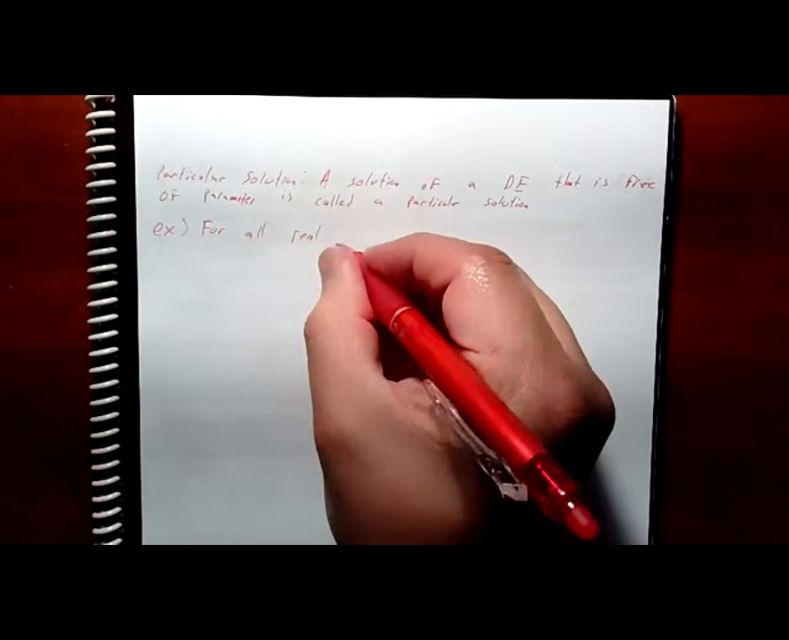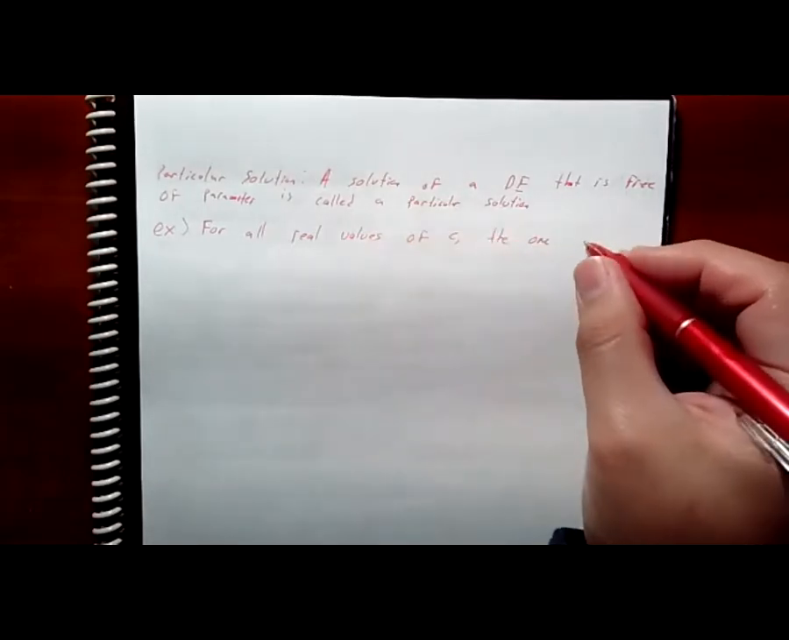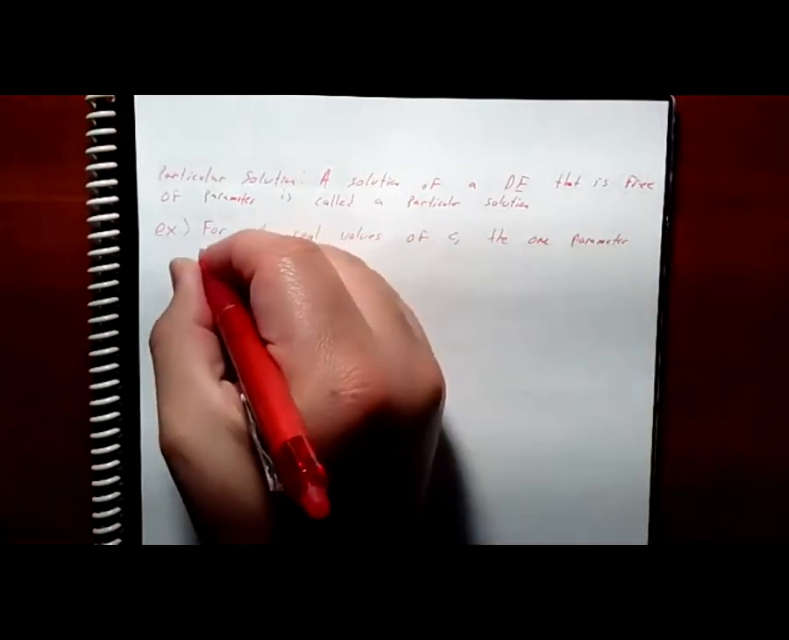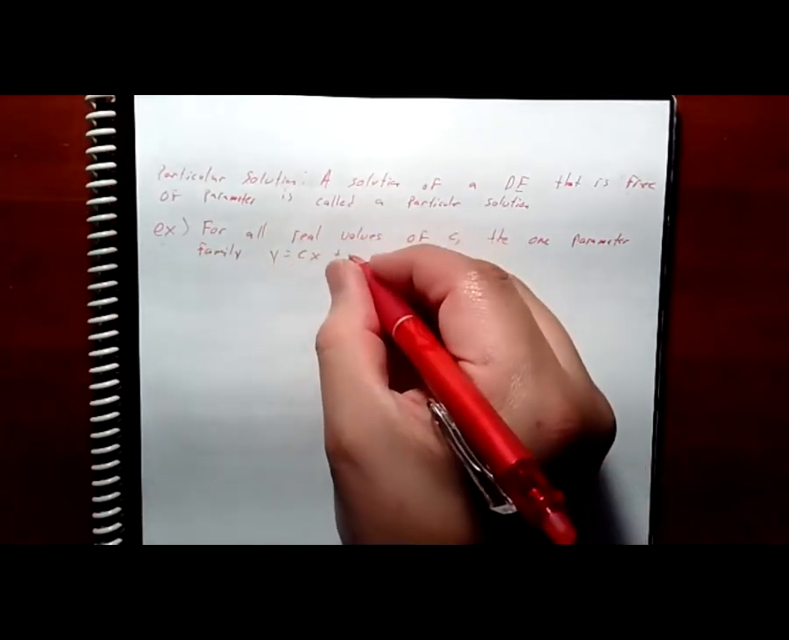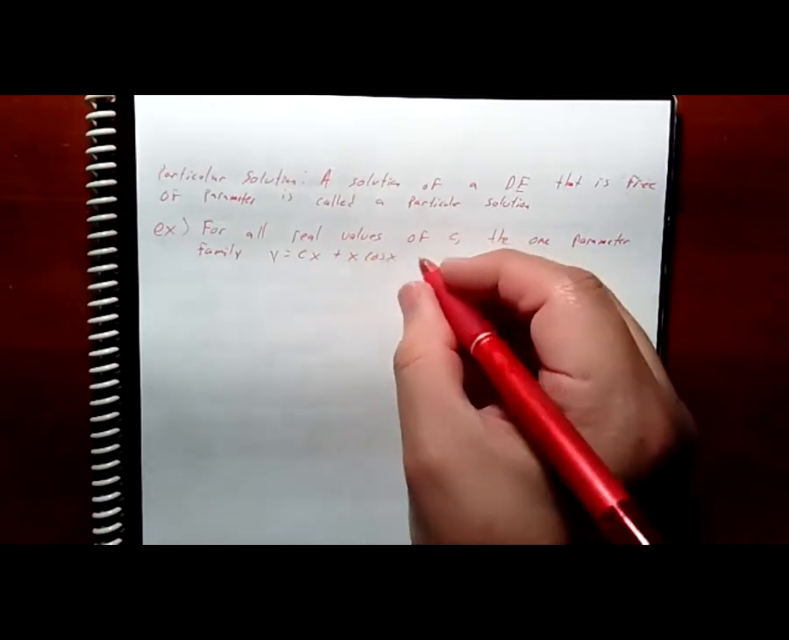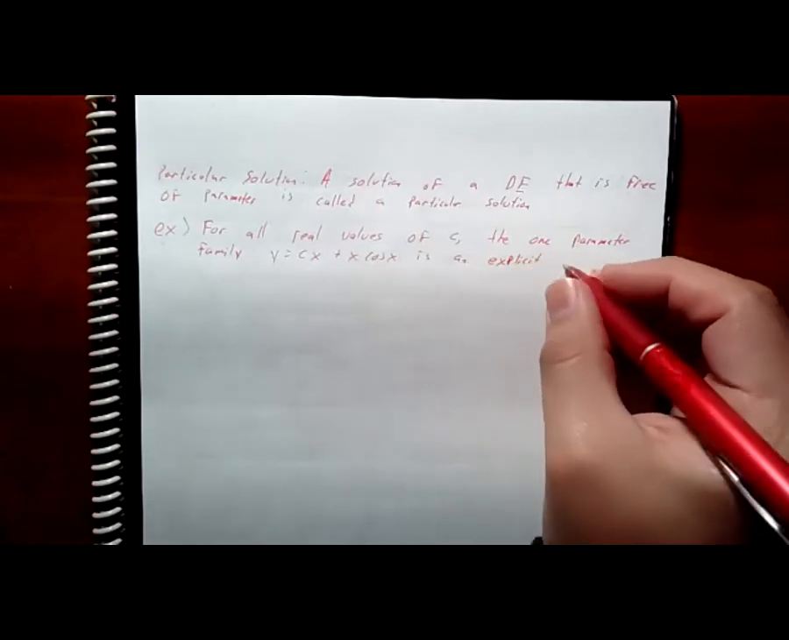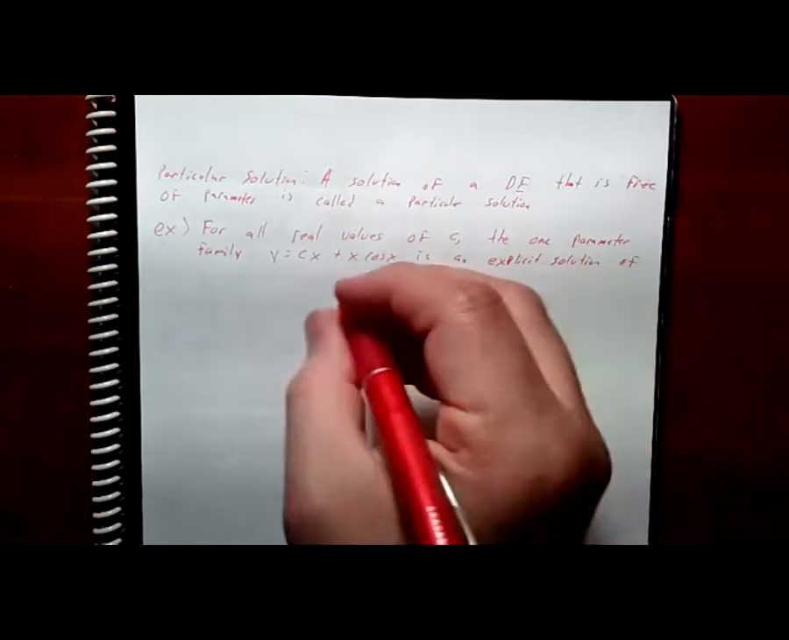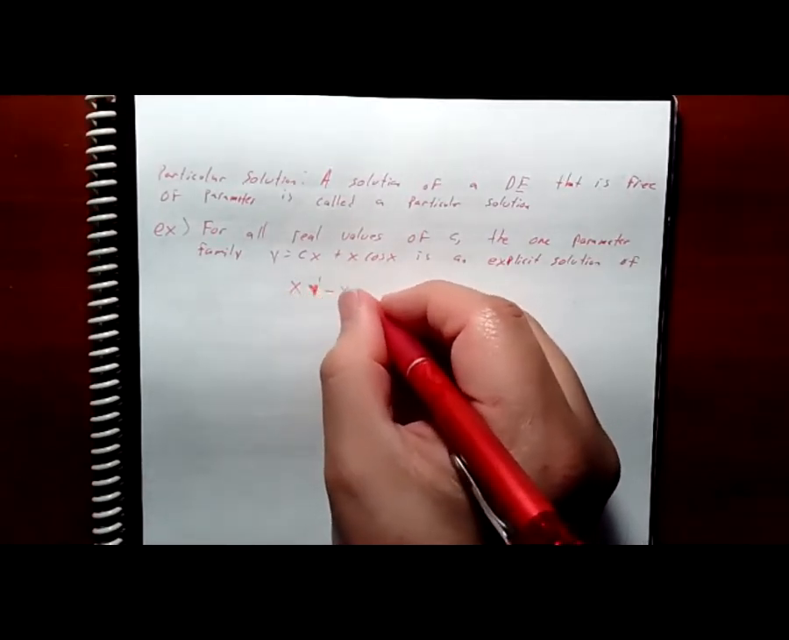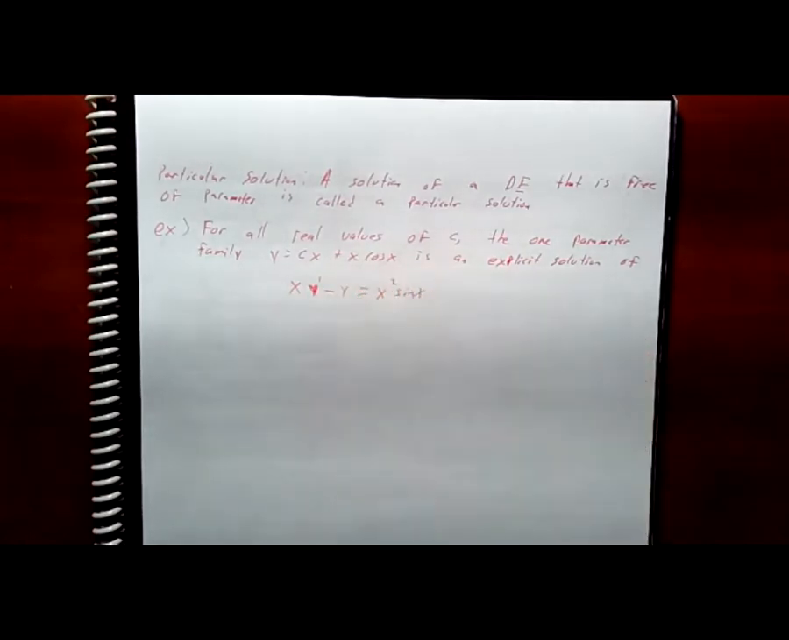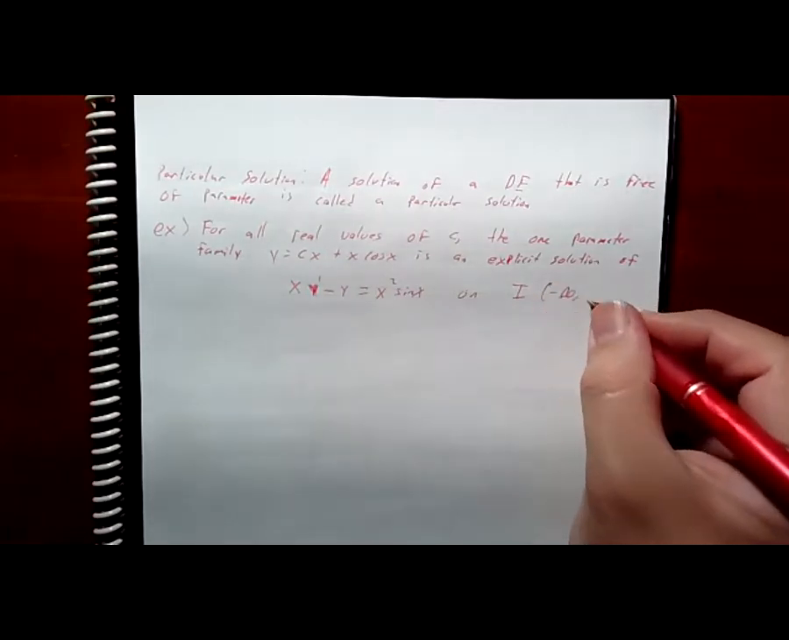For all real values of C, the one parameter family y equal to Cx plus x cosine x is an explicit solution of the following, on the interval I, which is all real numbers.